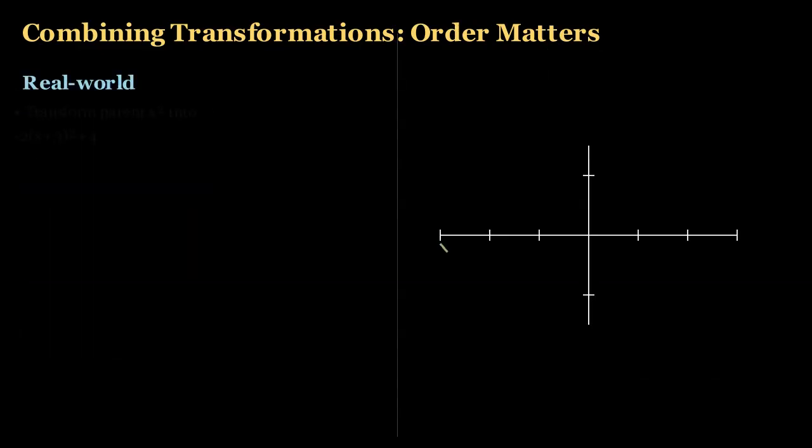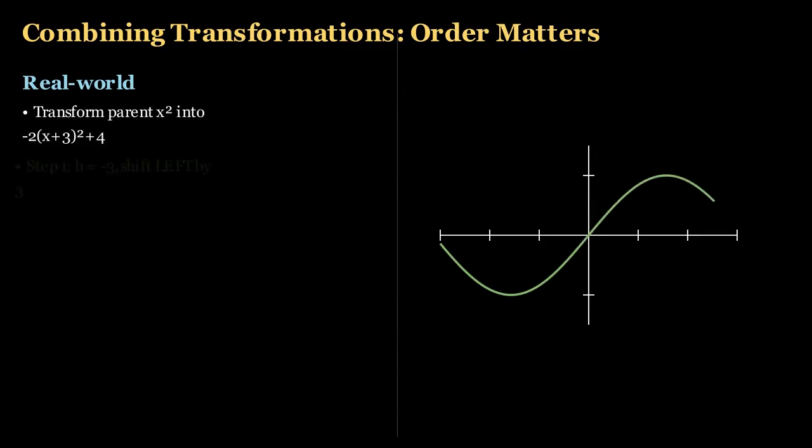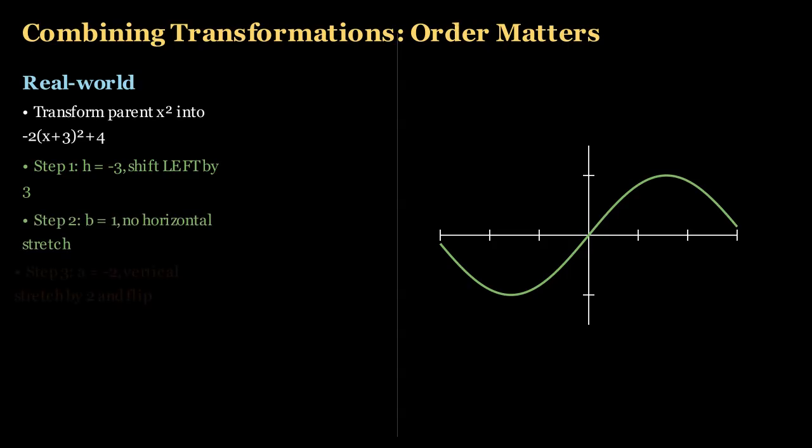Step 2, horizontal stretch. Here, b is just 1, so there is no horizontal stretching or squeezing. Step 3, vertical stretch and reflection. A is -2. The 2 means we multiply every y value by 2, so the parabola becomes narrower, growing twice as fast. The negative sign flips it upside down, so it now opens downward.